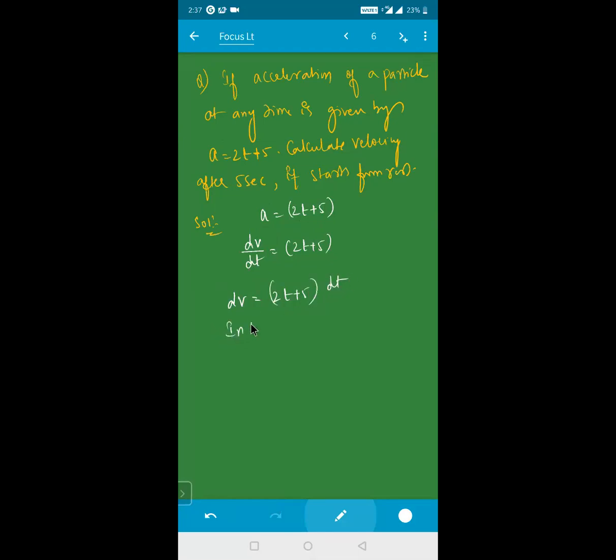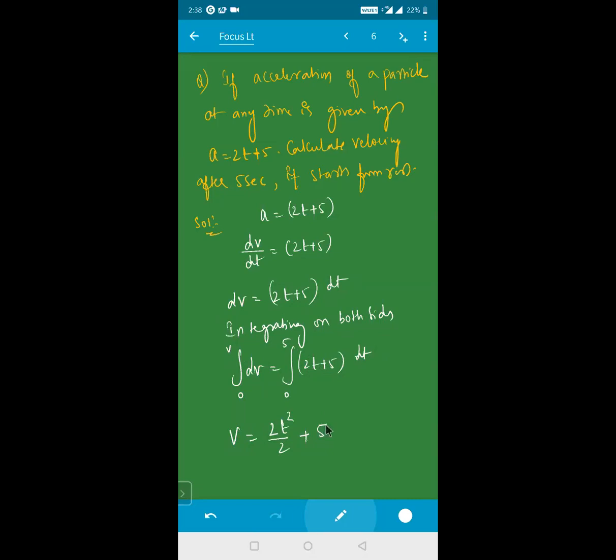Integrating on both sides. So integral of dv is equal to integral of 2t plus 5 into dt. This is from 0 to v, and the time is from 0 to 5. Integral of dv is nothing but v. So integral of 2t into dt is how much? This will be equal to 2 out. Integral of t into dt is t square by 2, plus 5 into dt.